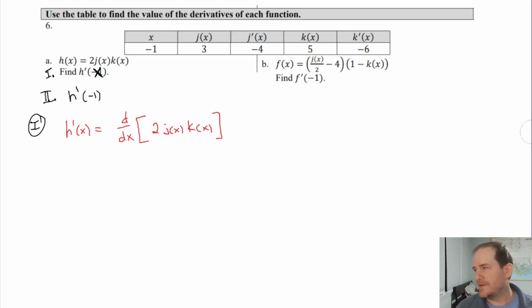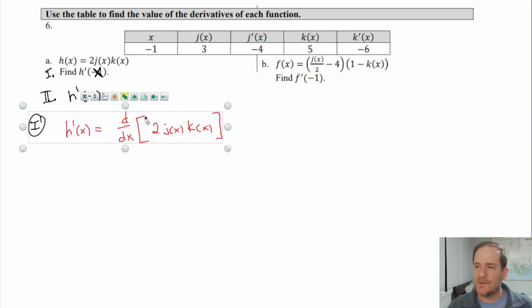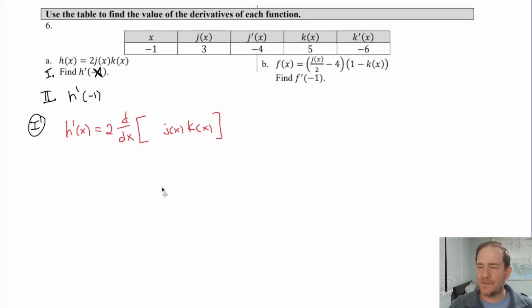As I look at this, I see a function that has a constant multiple. So for sure this 2, I would just grab that 2 and pop it out of the derivative. And I would worry about the 2 at the very end of the problem. I'm going to worry first about doing my derivative. Now the only thing left inside of the derivative are my 2 functions. I'm multiplying them. It's just literally straight up exactly what the product rule is for.